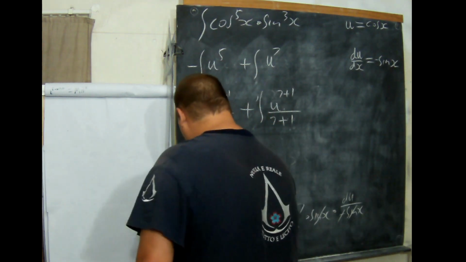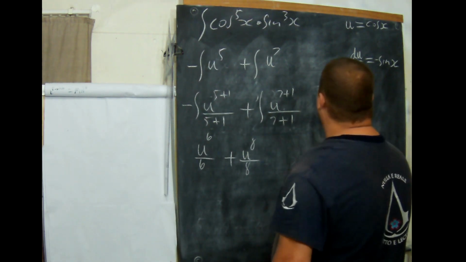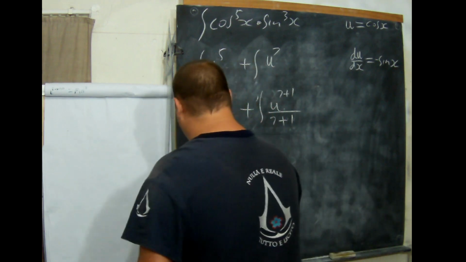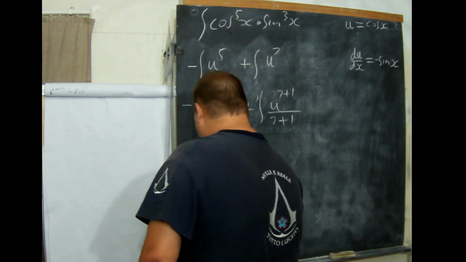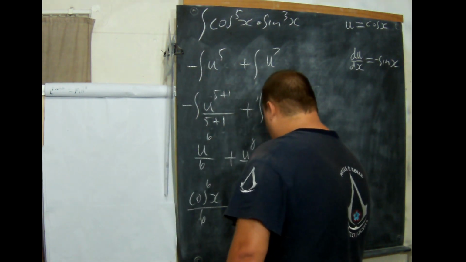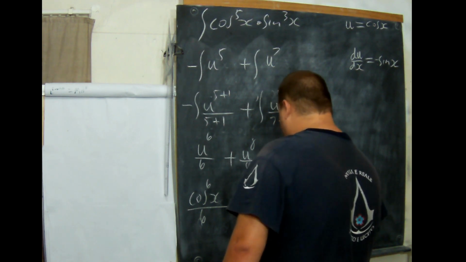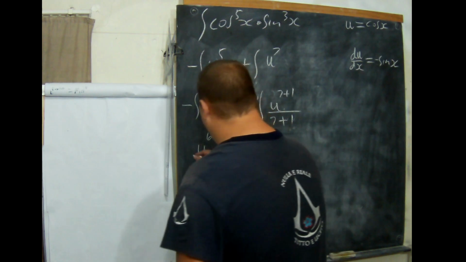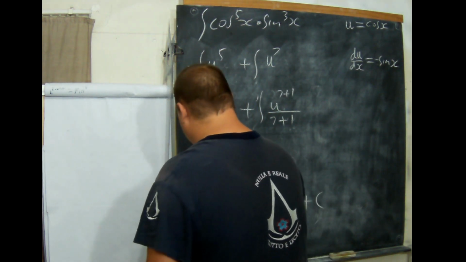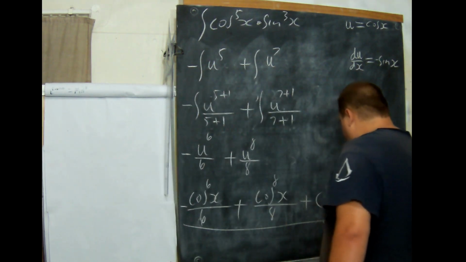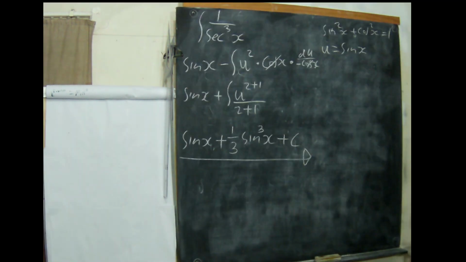So, next point is now we're going to replace u with cos x. So, cos x to the 6th power over 6 plus cos x to the 8th power over 8 plus c. And I forgot that this is a minus from up top here, so this is minus. Answer.